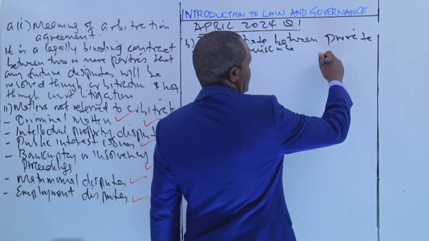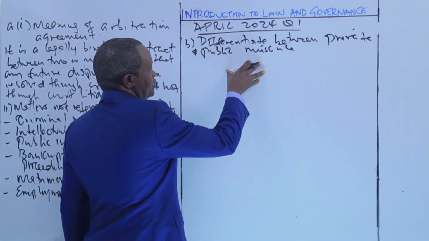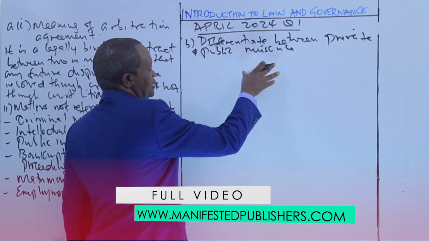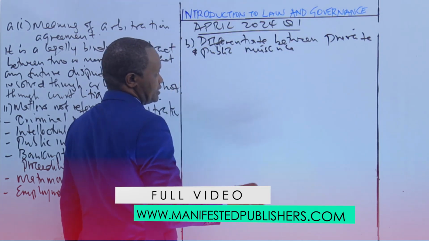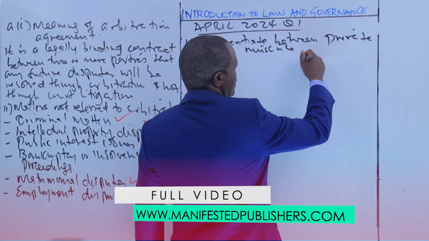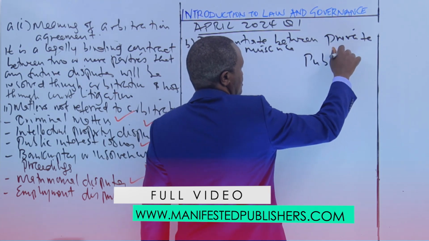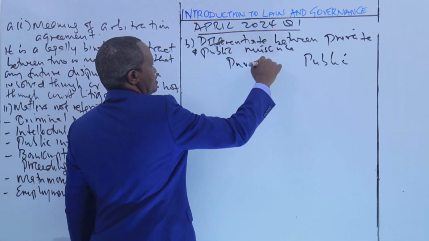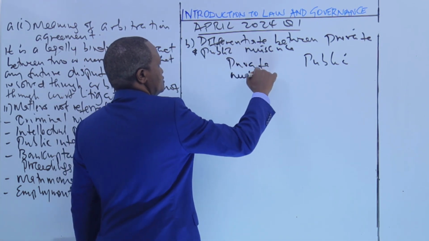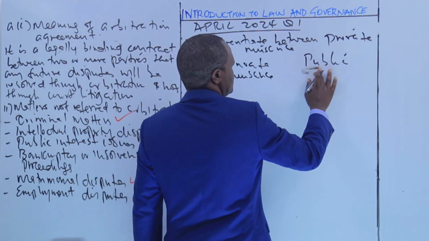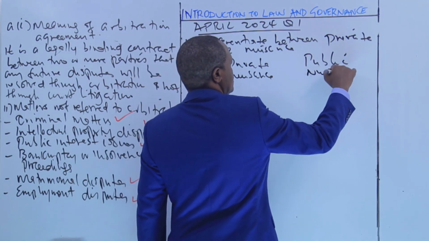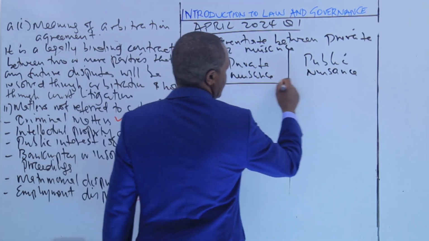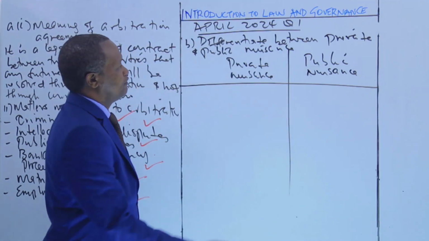So you have public, and candidates, when you have terms to distinguish, please present the differences in a columnar format, so that you have public nuisance, private nuisance. It's good to have the distinctions in a columnar format.